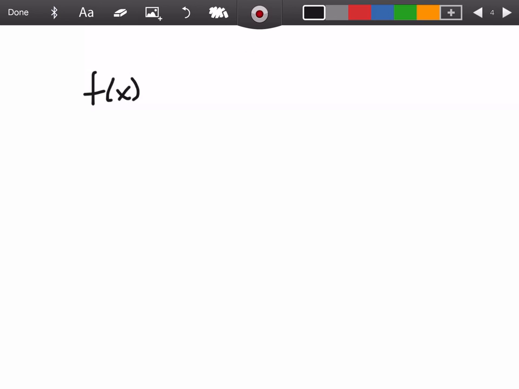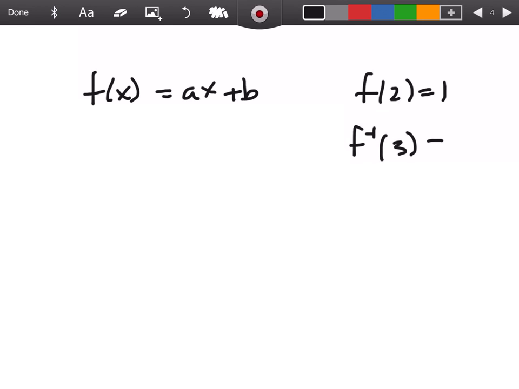F of x equals ax plus b. And they said f of 2 is equal to 1. But then they gave us the inverse: f inverse of 3 equals 4. So what I'm going to have to do is find the inverse of ax plus b before I can stick that in there. So think about that one. That's a little bit challenging. See if you can figure that out.